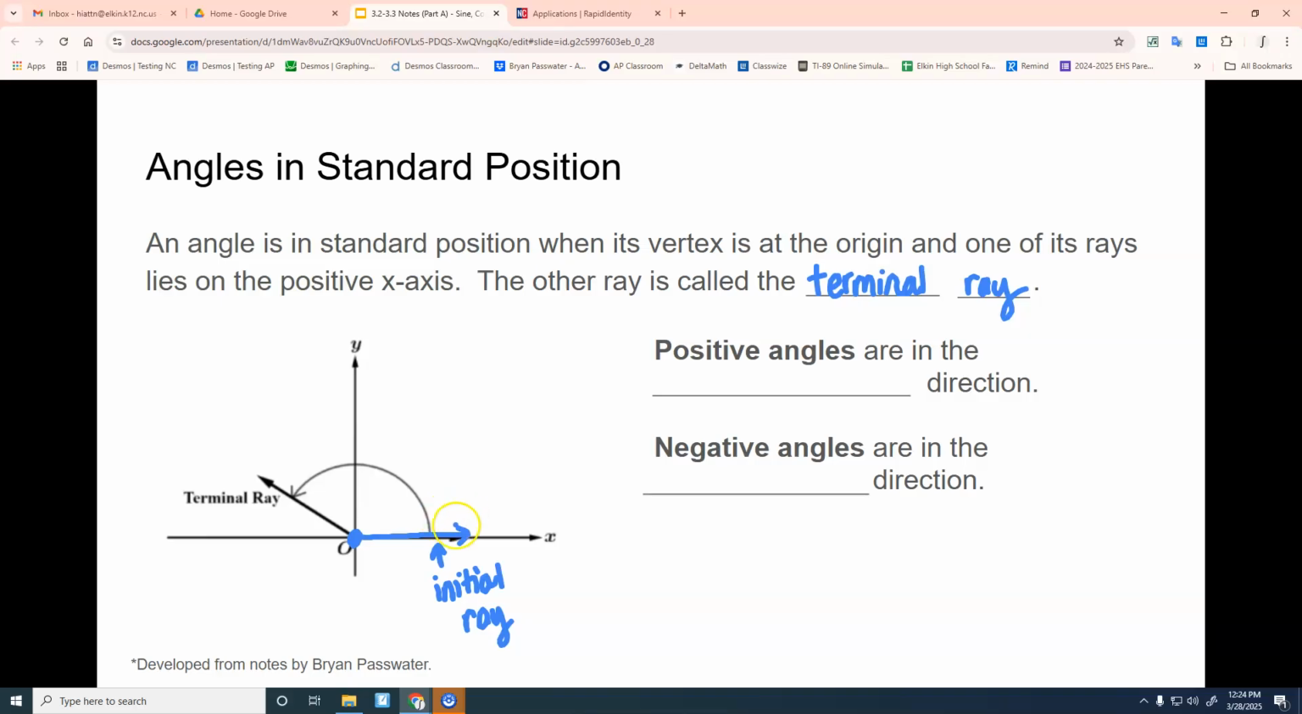You can have angles bigger than 180 degrees, because you just go past 180 degrees. You can have angles bigger than 360. That just means you need to spin around a couple times before you land where you're at, right? So we do care about direction for these angles. So the positive angles are in the counterclockwise direction.